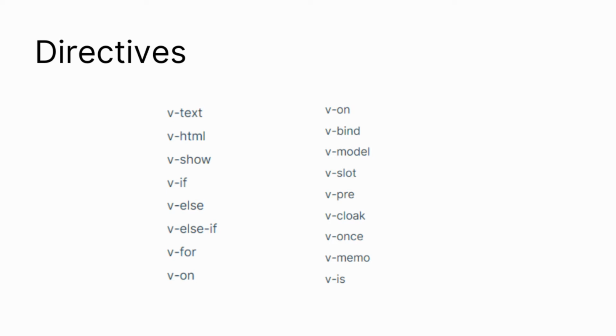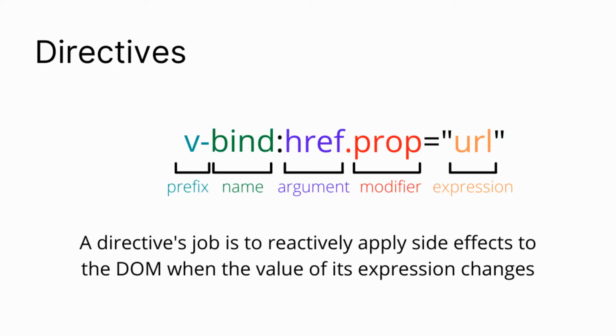According to the documentation, a directive's job is to reactively apply side effects to the DOM when the value of its expression changes. Simply put, directives will change the DOM based on some expression. Reactively. Yes, reactively. A directive may be made up of 5 parts: prefix, name, argument, modifier, and expression.